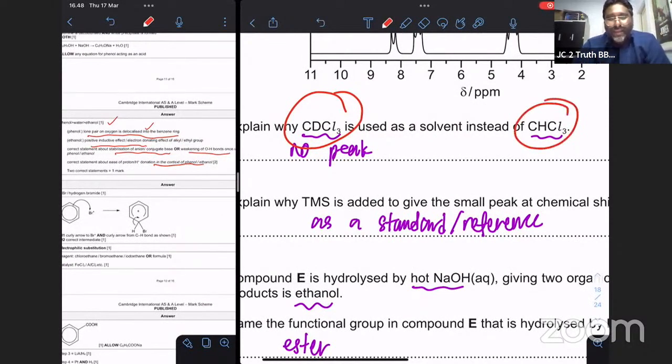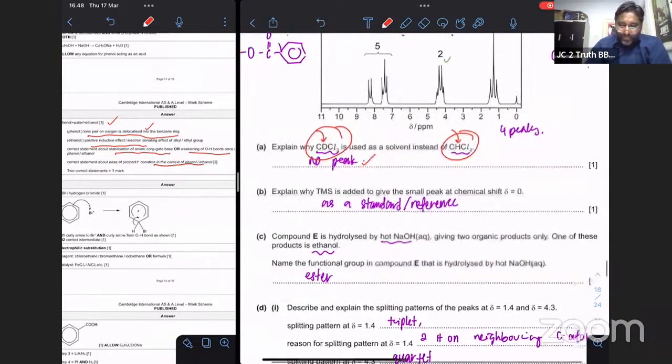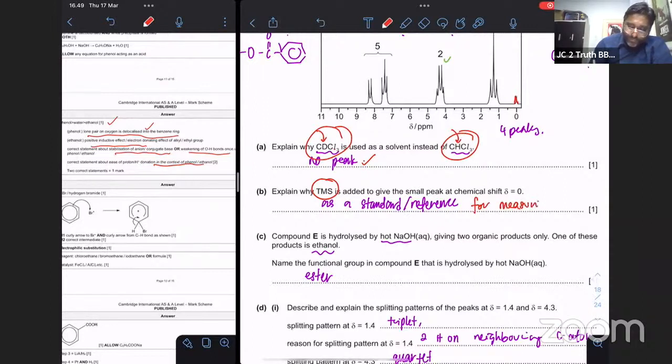The reason is that if you have hydrogen there, there will be a peak. So in this case, if you use deuterium over here, there is minimal peak. But in our syllabus we say no peak. There is no peak if you use CDCl3, so you can actually use that. Explain why tetramethylsilane, TMS, is added, to give you a small peak over here. This one is going to be a standard, a reference, for measuring the chemical shift. So it's a standard.